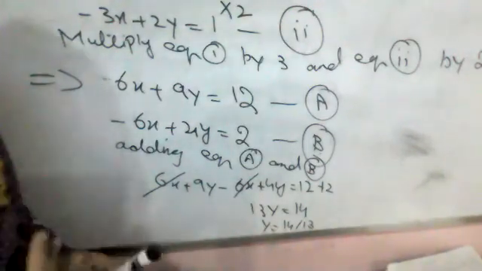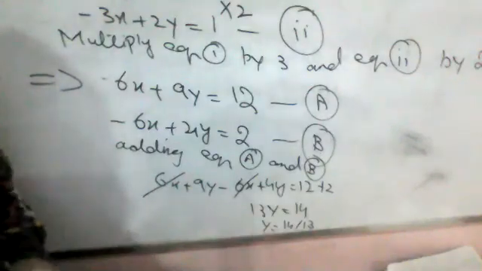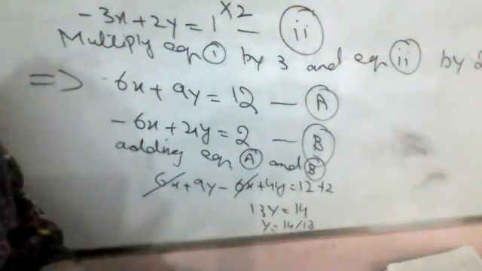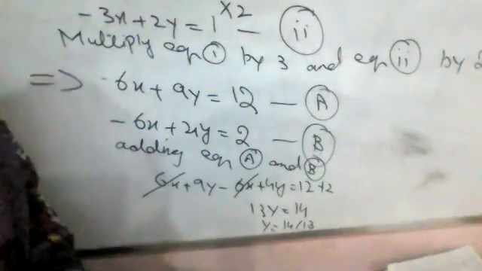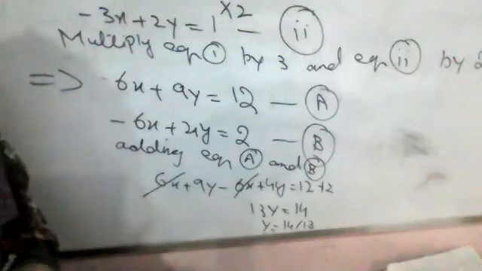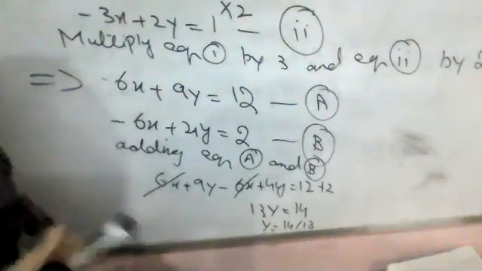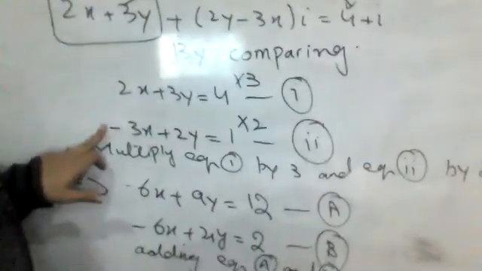Now how can you find the value of x? You already have y. By putting the value of y in equation 1 or 2. Yes, very good. Put the value of y in equation 1 or 2, and you will get the value of x.